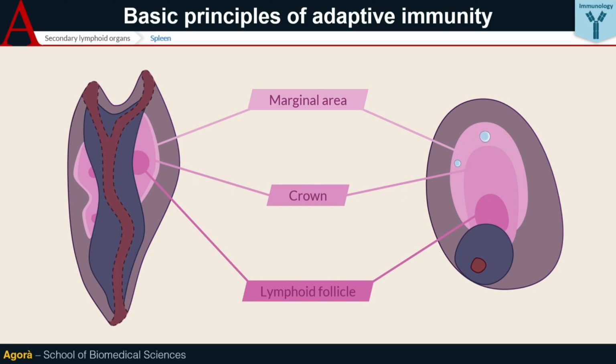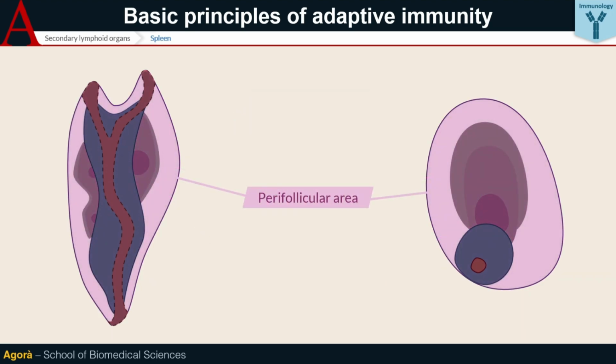As the marginal zone is the closest to the perifollicular zone, it is where dendritic cells are activated before migrating to the T areas. Lastly, there is the perifollicular zone, which is located between the red pulp and the white pulp. What pathway does the blood follow in the spleen then?